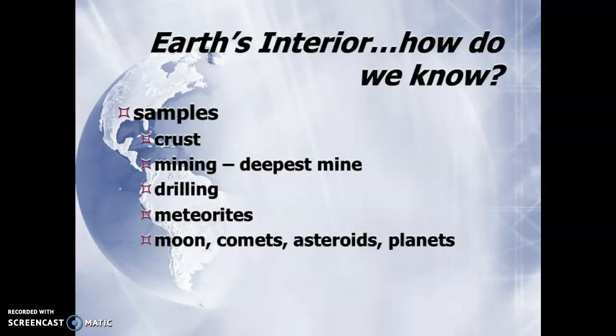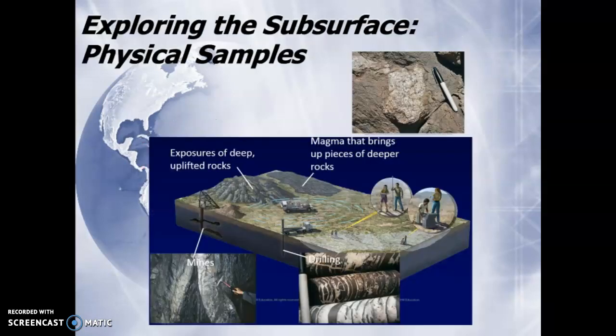We do have some samples of material that have come up from deeper. If you carefully sample igneous rocks, you can sometimes find materials that have been brought up from the next layer down, which is the Earth's mantle. So that's kind of the limit of our physical samples.